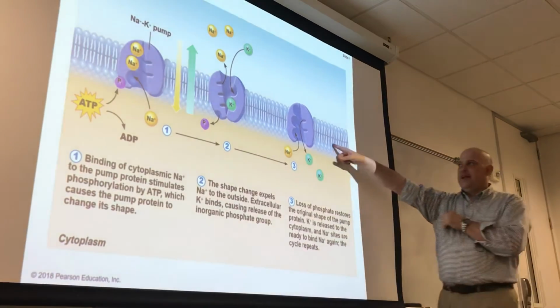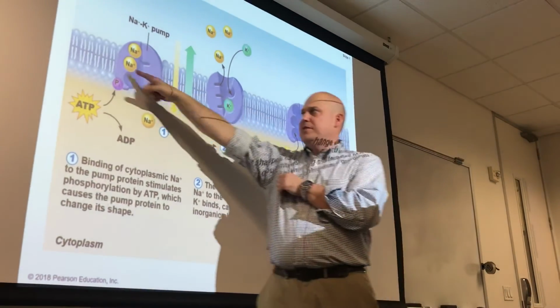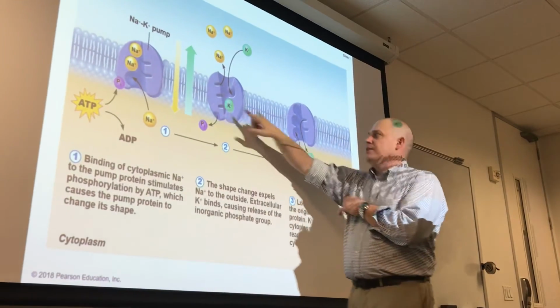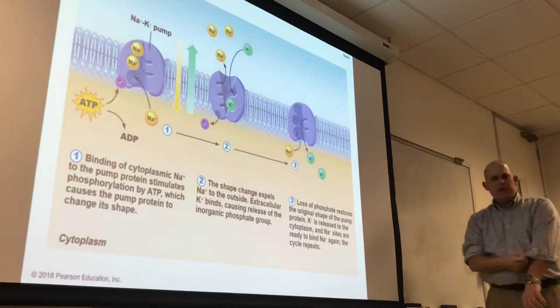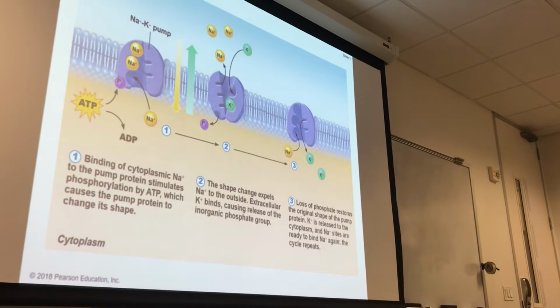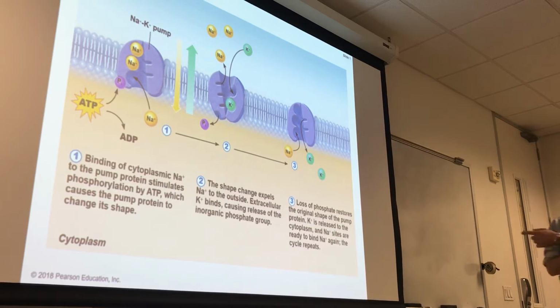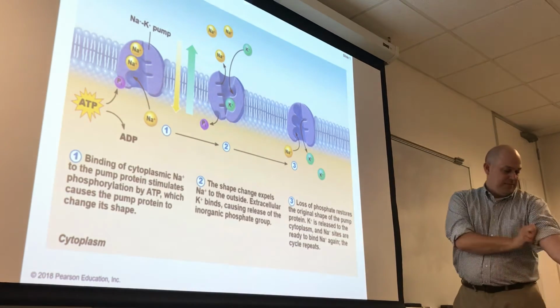Obviously, we're dealing with our plasma membrane. Here are those phospholipids. We've got a couple protein channels in the middle. And these protein channels specifically move two ions. One ion is Na+, which is sodium. The other ion is K+, which is potassium.